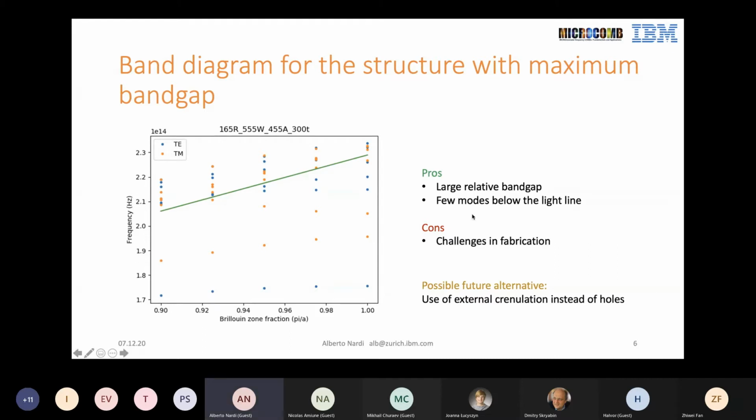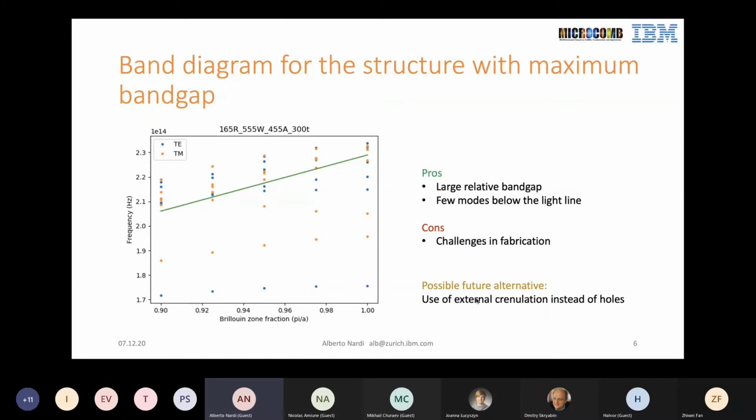This is good because we can reduce the power that we need to pump this device. And the main con is that we will probably have challenges in the fabrication because it's not trivial to fabricate narrow holes, both because it will be a problem to etch all the way down the hole, but also because we are simulating with an oxide cladding, and if the hole is pretty narrow, we could have voids in the structure, which would affect the quality factor and the losses that we get out of the device.